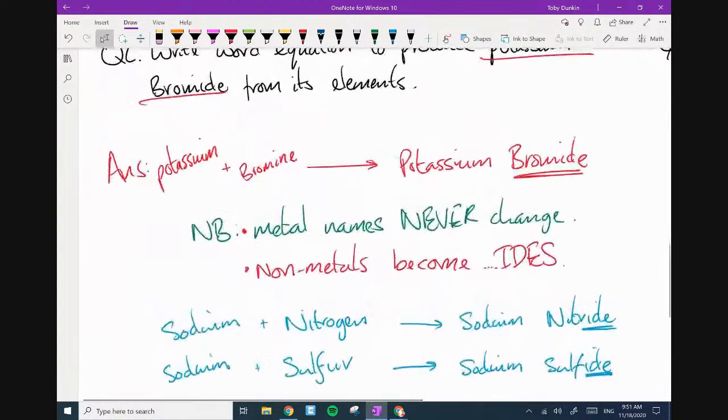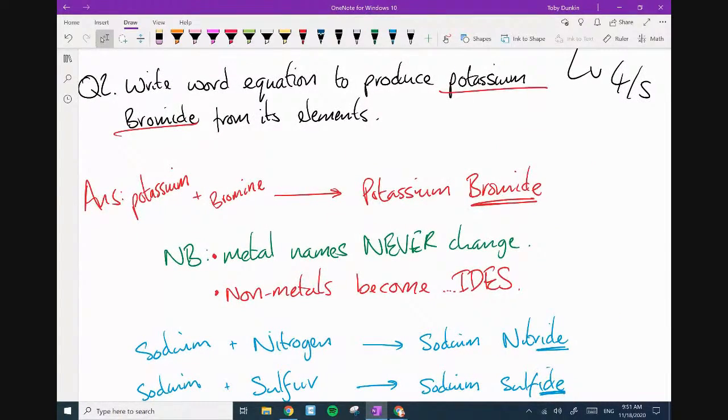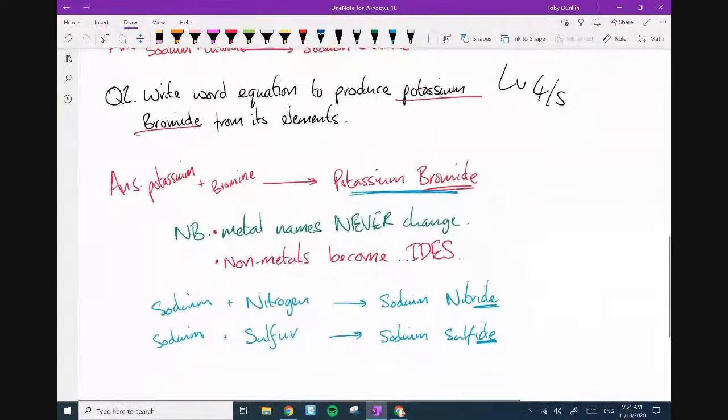But what they're now testing you on is, can you take a compound and break it back into the elements you made it from? And remembering the change in name for the non-metal. Okay, let's go to the next one.